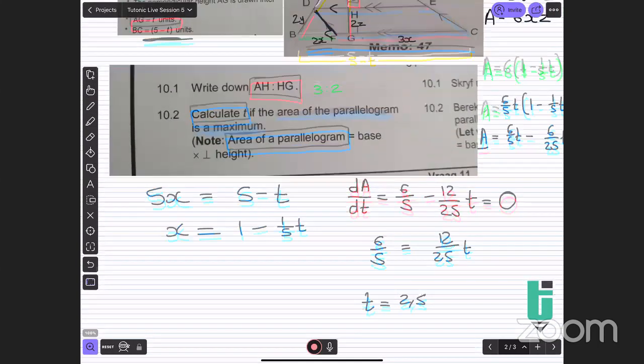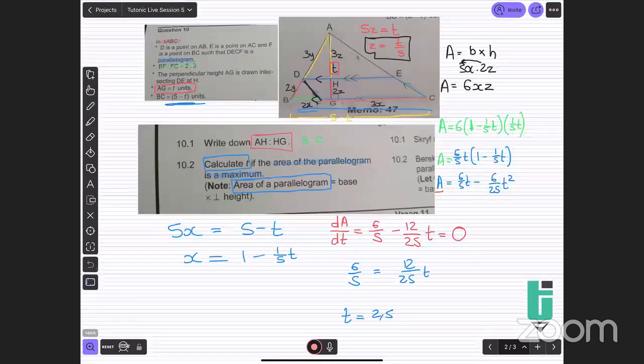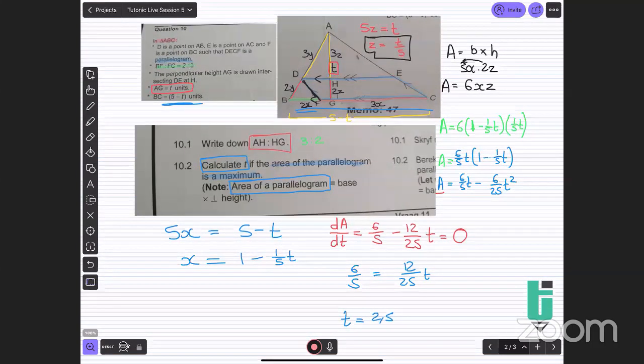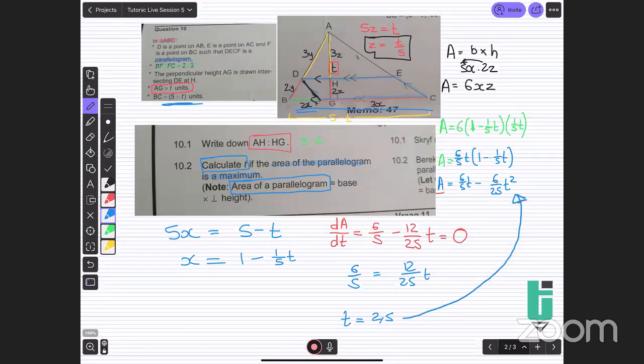Okay, so my question is, is this the maximum area of the parallelogram? No. What does this represent? That's just the value of t. The value of t that will give you a maximum, very important, right? So the question is not asking you to find the maximum. Do you guys see that? The question's asking you to determine the value of t that gives you a maximum.